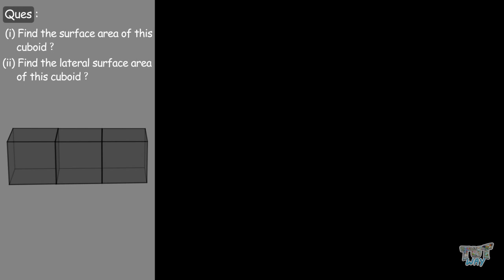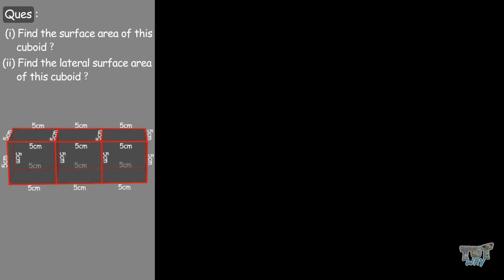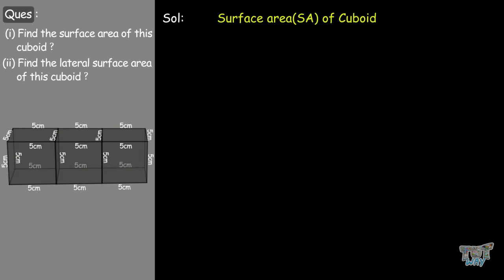Here we have the figure of the cuboid that will be formed by joining these 3 cubes. First, let's find out the surface area of this cuboid. Surface area of this cuboid will be surface area of 1 cube multiplied by 3 minus the hidden faces.